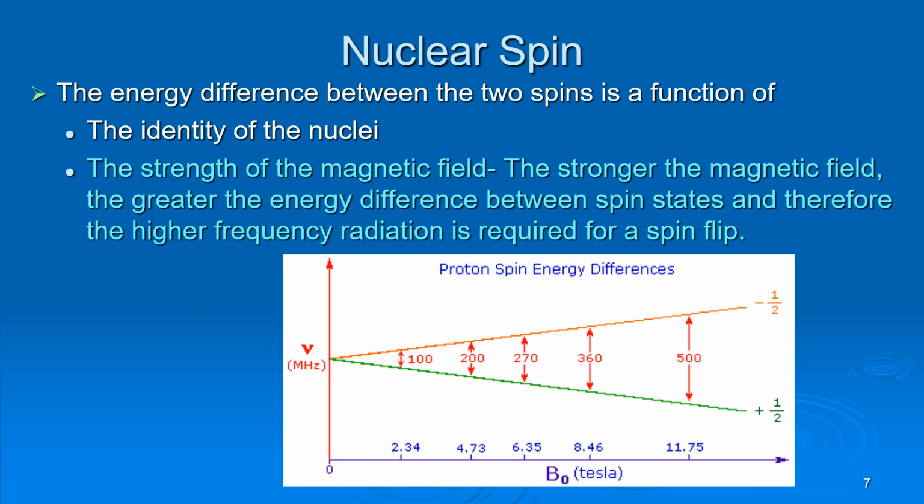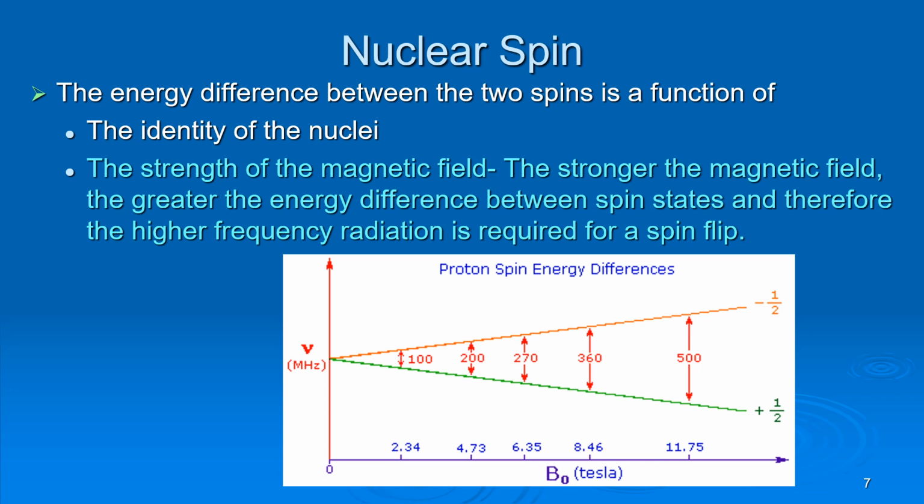All right, so this is not a super important slide, but the energy difference between the two spins depends on a couple of things. It depends on the identity of the nuclei. These are all hydrogens, or protons. If it's a carbon, it will have a higher energy difference. But it also depends on the magnetic field.